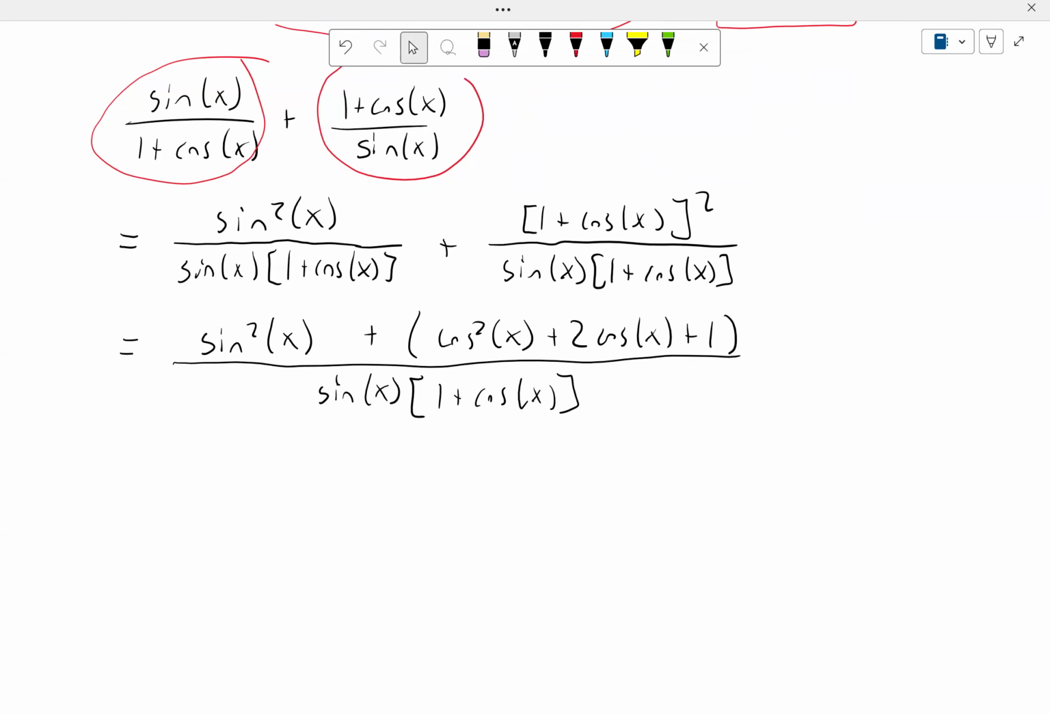Now, I have a sine squared of x here, and I'm adding to that cosine squared of x. So now's the part where I'm going to use a trigonometric identity. And maybe I'll actually write this off to the side over here, right? Pythagorean identity.